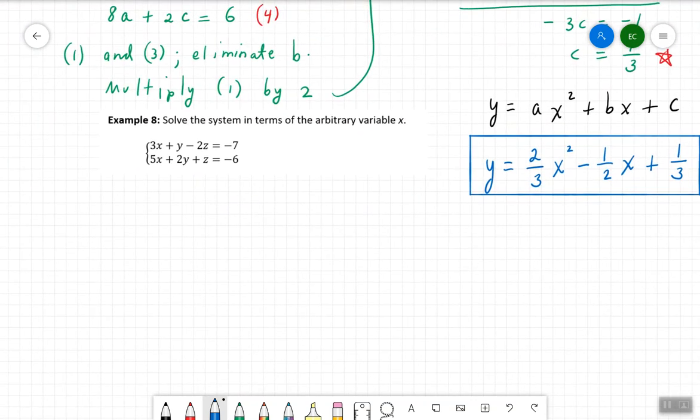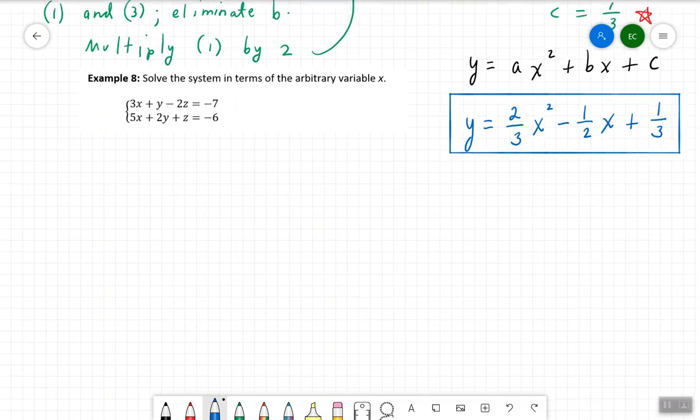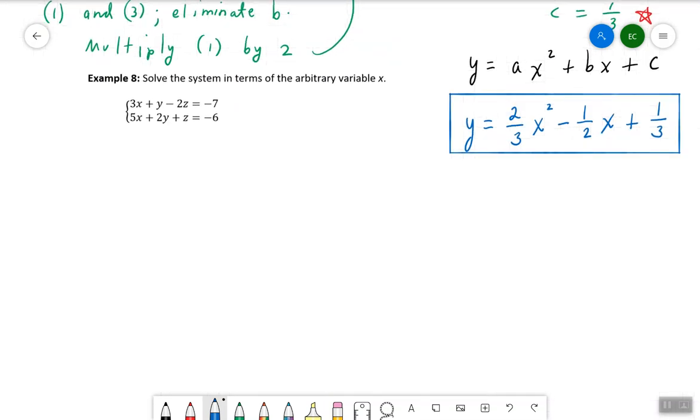Okay, one more problem. Example number 8. Solve the system in terms of the arbitrary variable x. So again, we have 3 variables in each equation, but this time we only have 2 equations. And so we would expect to have an infinite number of solutions, or possibly to have no solution, although I can tell you that's not the case. We'll have an infinite number of solutions.